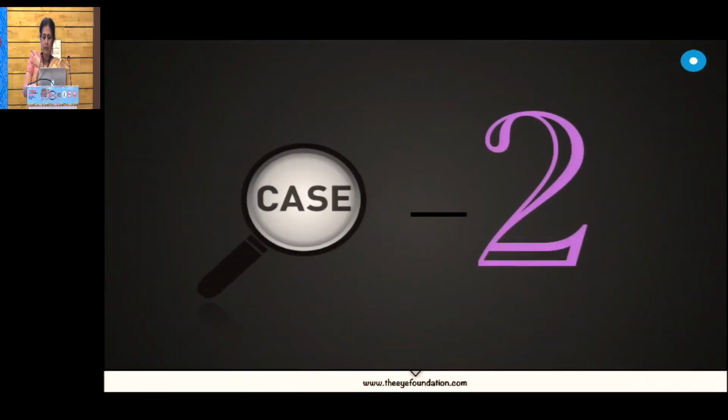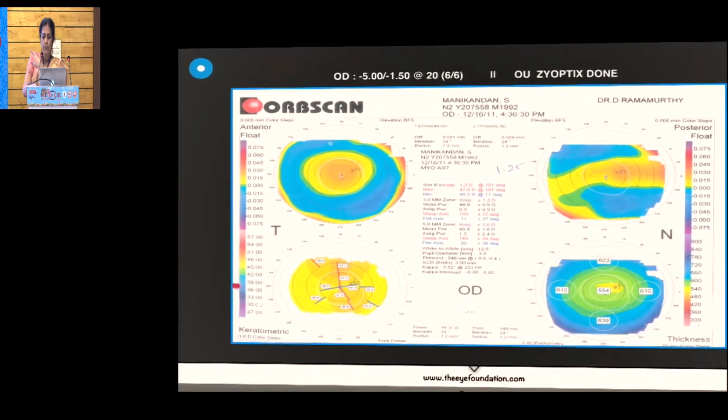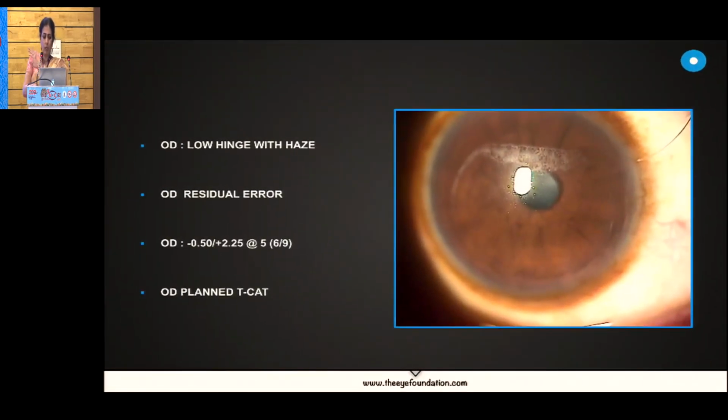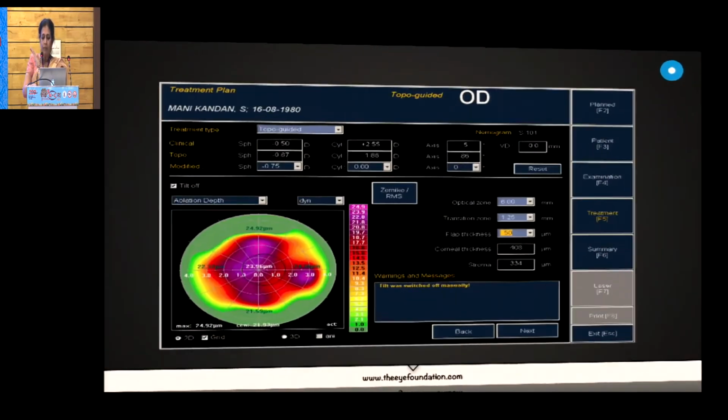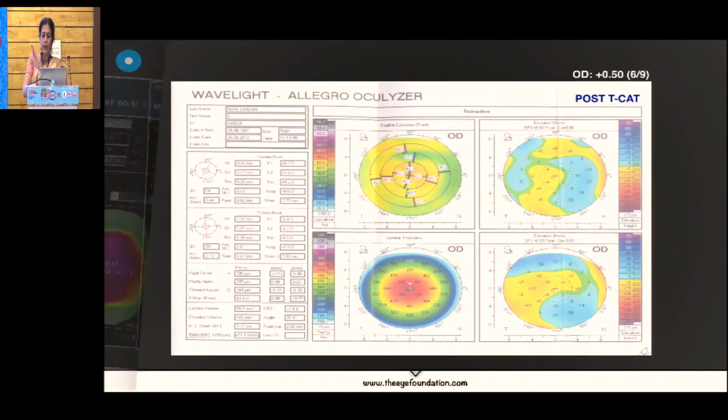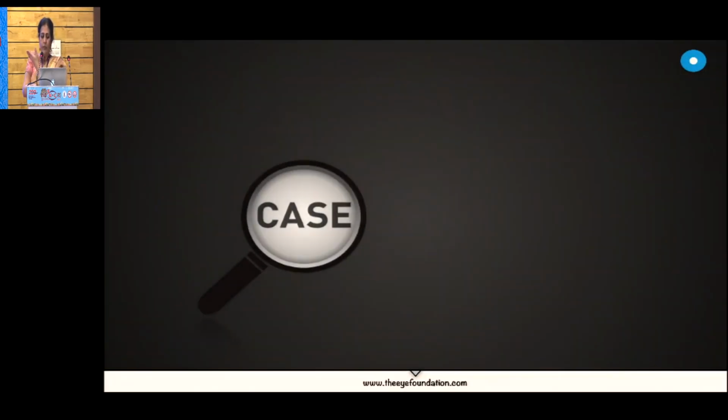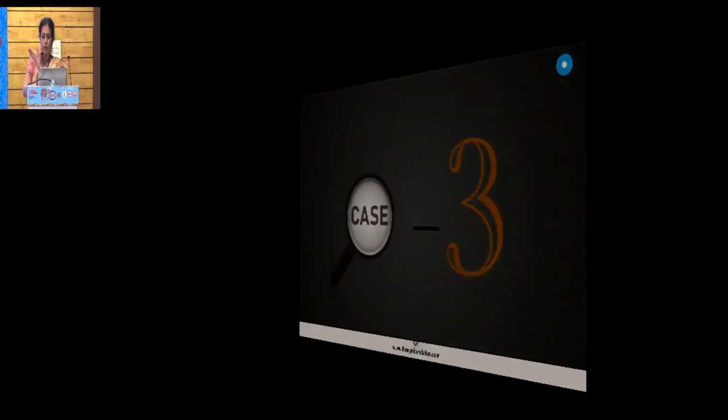This is again another situation which I'm going to show you. This patient was treated long back and had a low hinge with significant mixed astigmatism. You can see on the sagittal curvature map that green zone which shows you the flattening. So again, you could do a topo-guided regularization for him and see he is significantly improved. This is the last of the cases which I'm going to be showing you.